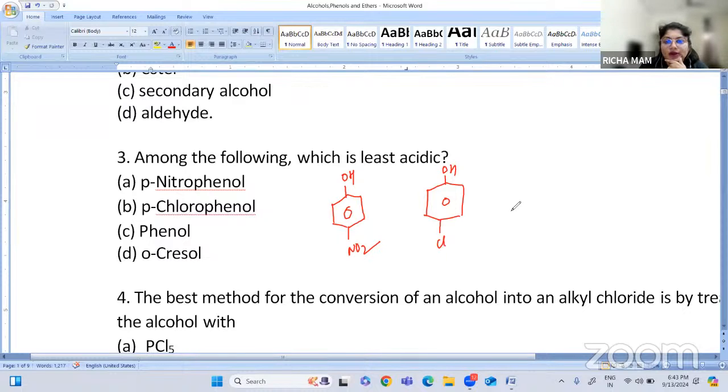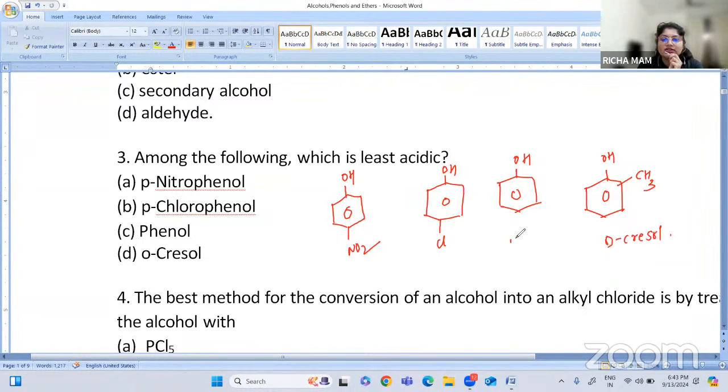Then you have phenol. Next you have orthocresol. So phenol, and what is the substituent? It is a CH3 group at the ortho position with respect to OH. So this is orthocresol. This is phenol. And this is orthochlorophenol, and this is paranitrophenol.